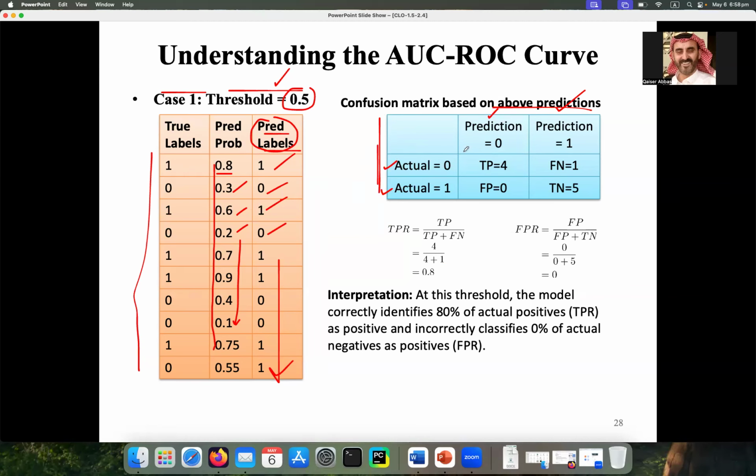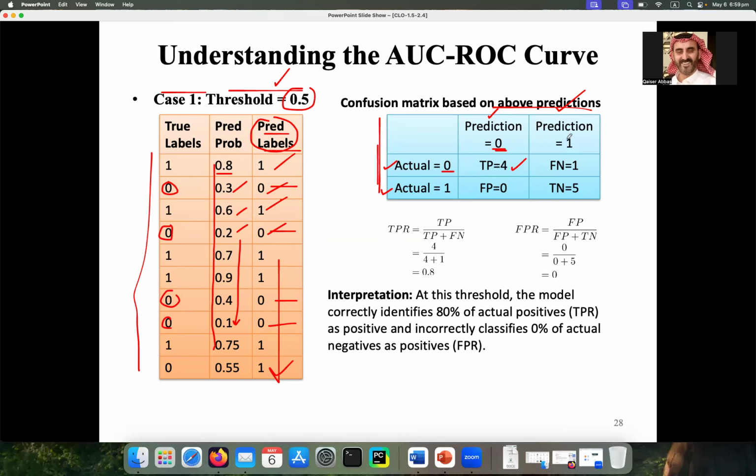Now you have to count. TP means what? When your actual is 0 and your model predicted 0. Counting these entries, how many? 4. That 4 is written here. You have to count these.